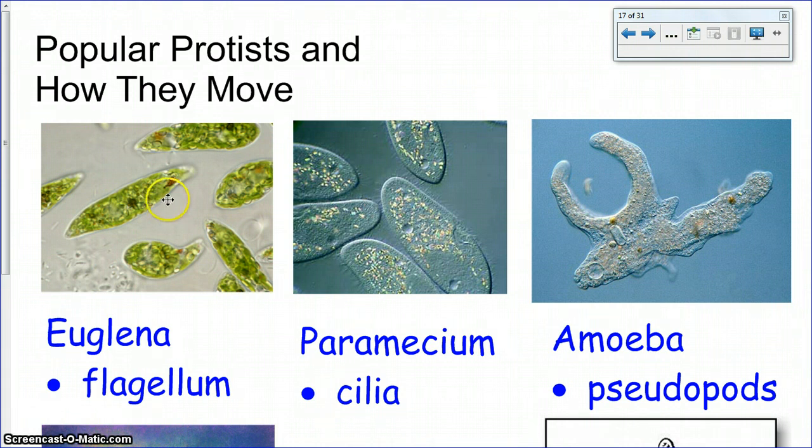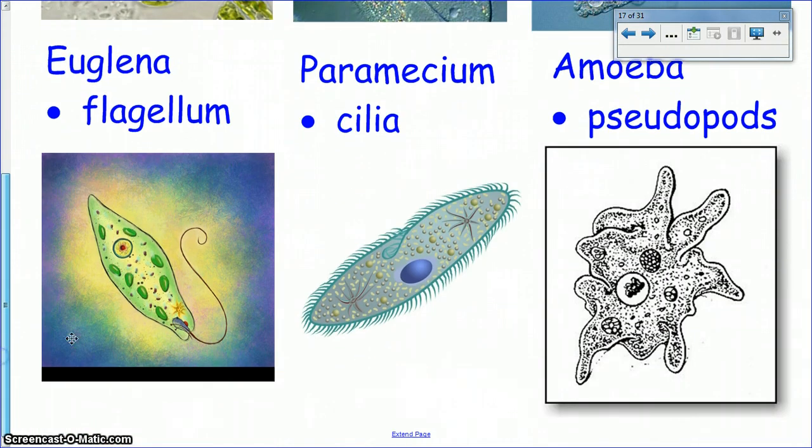So on your far left, you have Euglena, and the Euglena use something called a flagellum in order to be able to move around. If you look at the bottom picture here, this is a drawing of a Euglena, and there's this tail that seems to come out the end of the Euglena. This is called the flagellum, and it basically thrashes about and propels the Euglena forward.